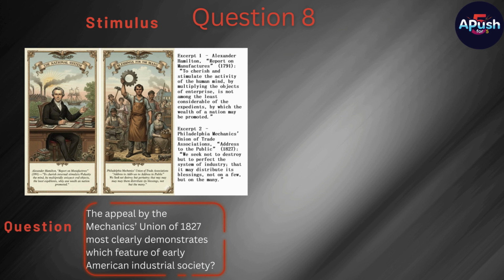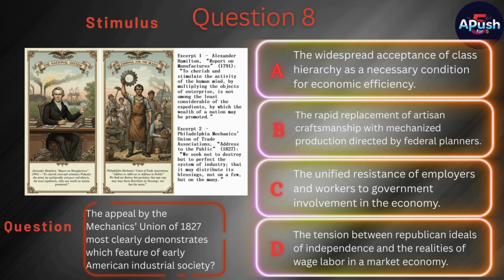Question. The appeal by the Mechanics' Union of 1827 most clearly demonstrates which feature of early American industrial society? A. The widespread acceptance of class hierarchy as a necessary condition for economic efficiency. B. The rapid replacement of artisan craftsmanship with mechanized production directed by federal planners. C. The unified resistance of employers and workers to government involvement in the economy. D. The tension between Republican ideals of independence and the realities of wage labor in a market economy.